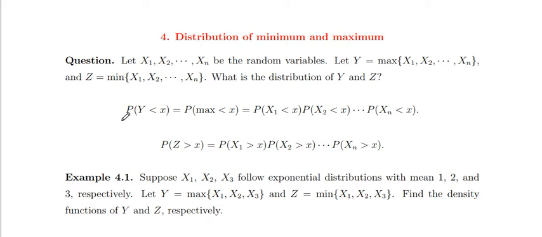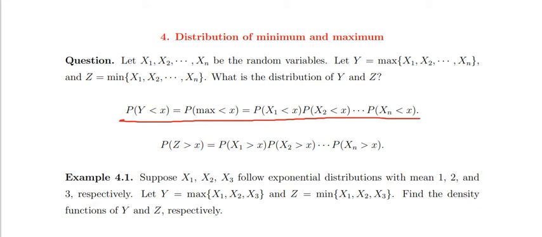So here we look at the probability that Y is less than x. Y is the maximum, so the maximum being less than x means every one is less than x. So this becomes P(X1 less than x) multiplied by P(X2 less than x), and so on. Each one is the cumulative function of that variable, so the cumulative function for the maximum is just the product of the cumulative functions of each one.